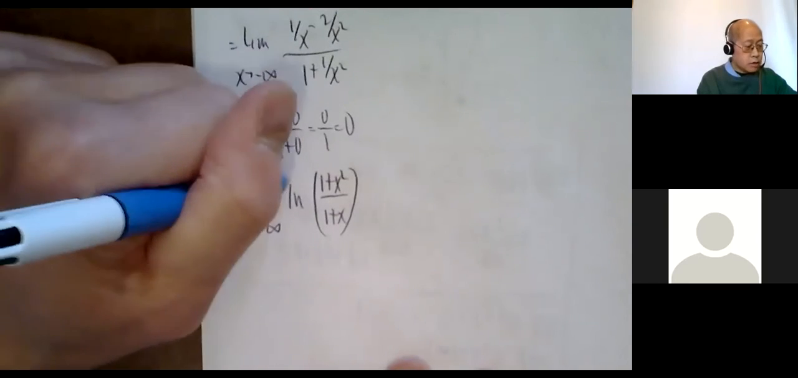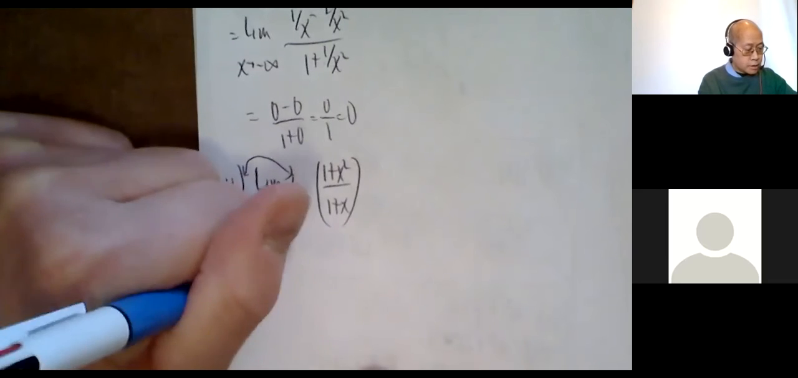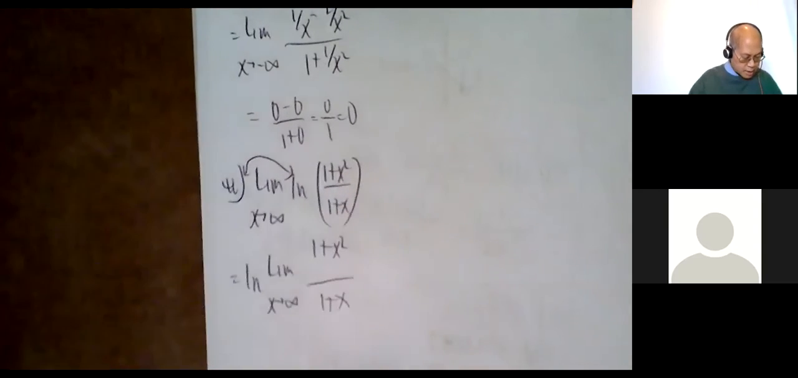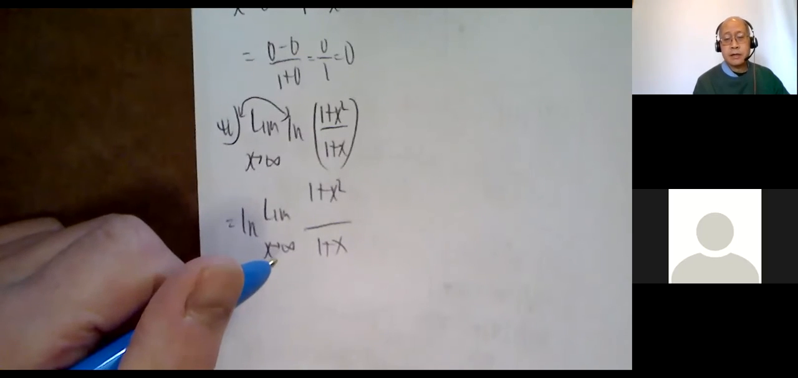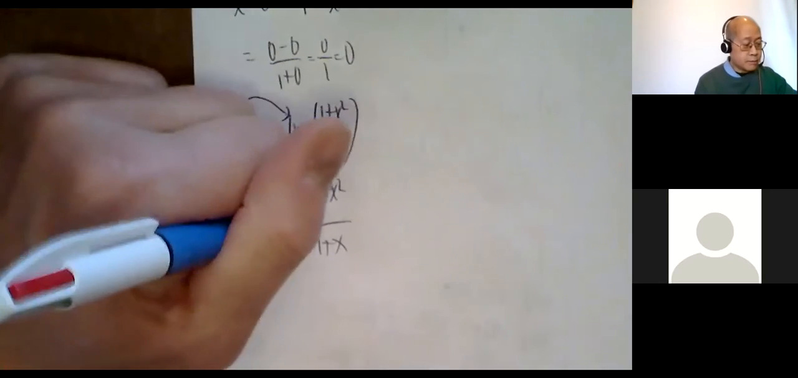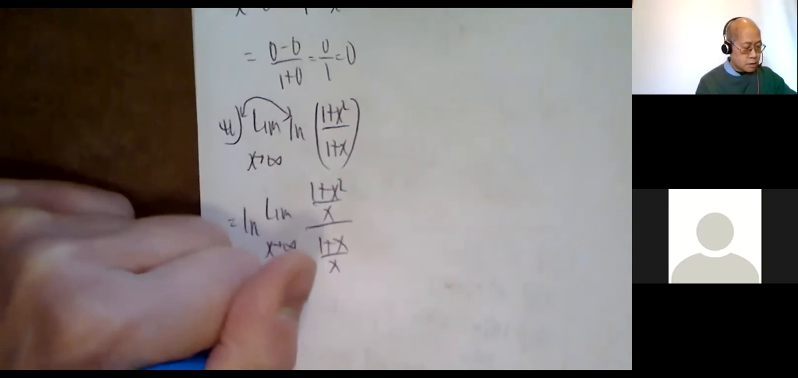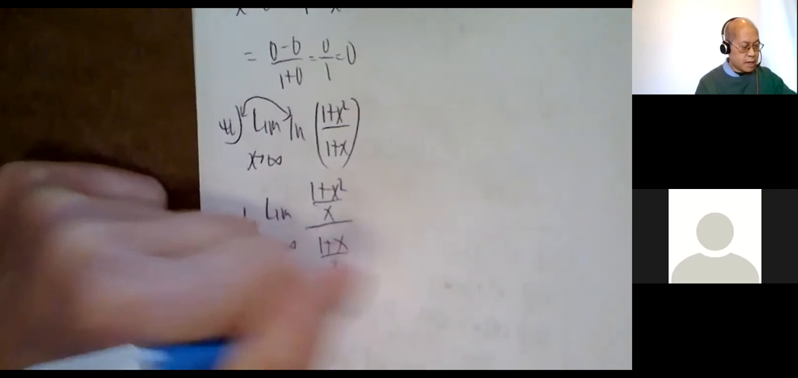These two are allowed to switch. That's one of the properties of limits. So ln of the limit as x approaches infinity of 1 plus x squared over 1 plus x. See if I did that right. I'll divide by the degree of the denominator, so divide top and bottom by x. Ln of the limit as x approaches infinity of 1 over x plus x, over 1 over x plus 1.